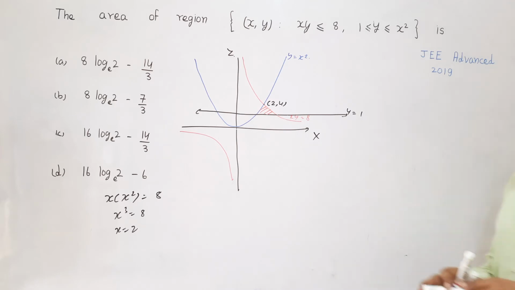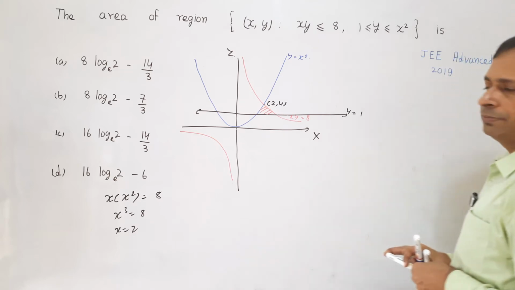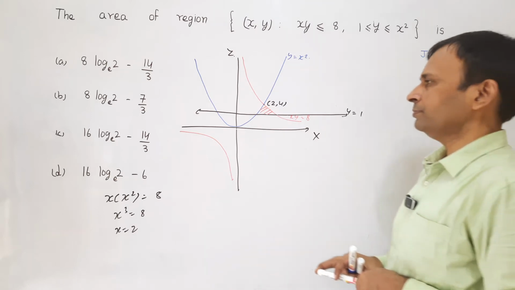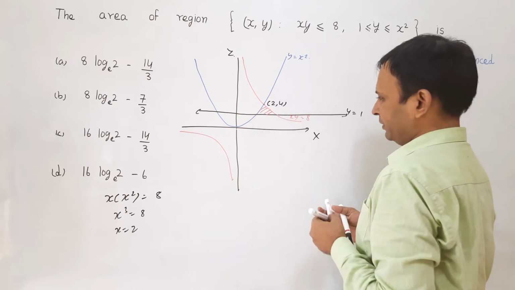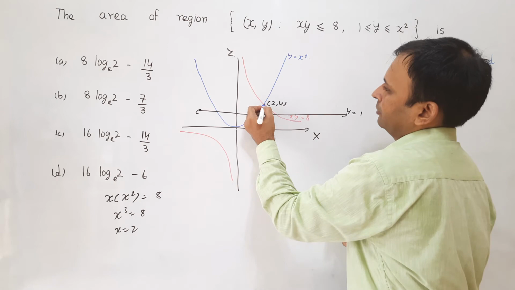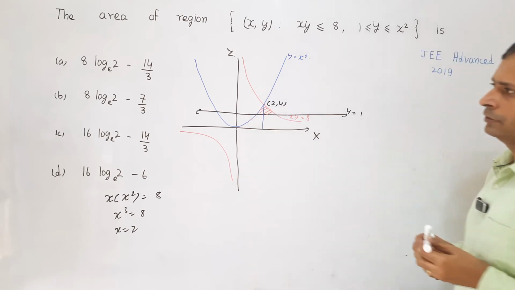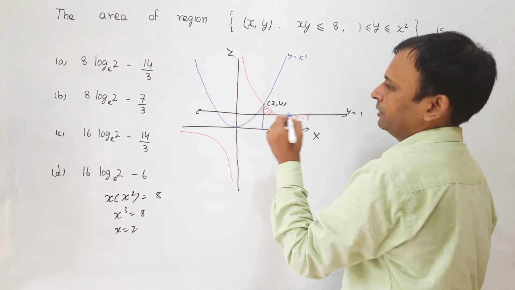Now how will I find out this particular area? That is the question. Here let's see, if I draw a vertical line from 2 comma 4, and if I take this point, what would be the coordinate of this point?